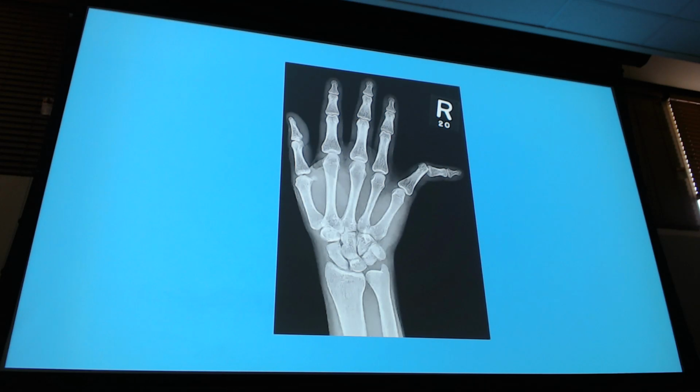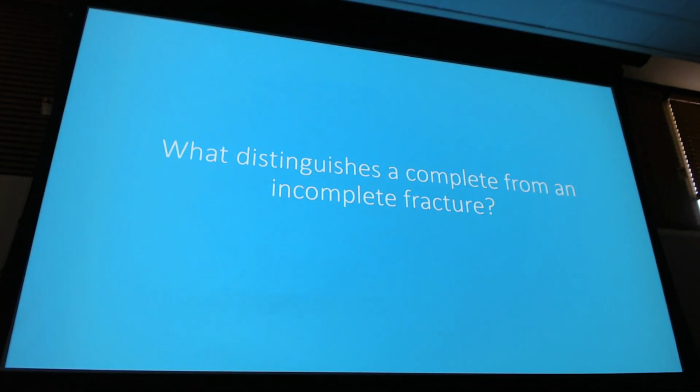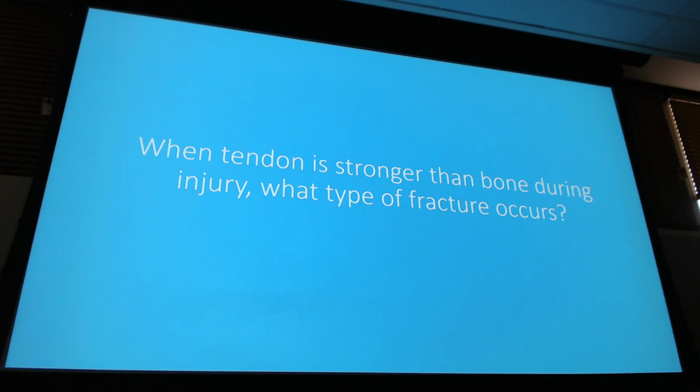Subluxed or dislocated? Subluxed. Which way? Over. Good. Which joint? Fifth what? Proximal interphalangeal joint. What distinguishes complete from incomplete fracture? All the way through the bone or partially through the bone. Right? Incomplete is partially through, complete is all the way. And then the tendon creates holes and fractures.